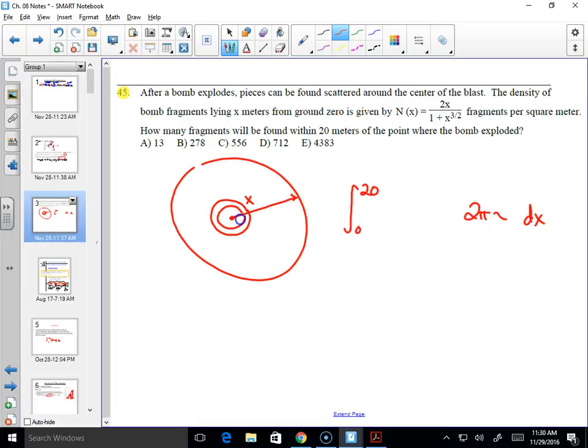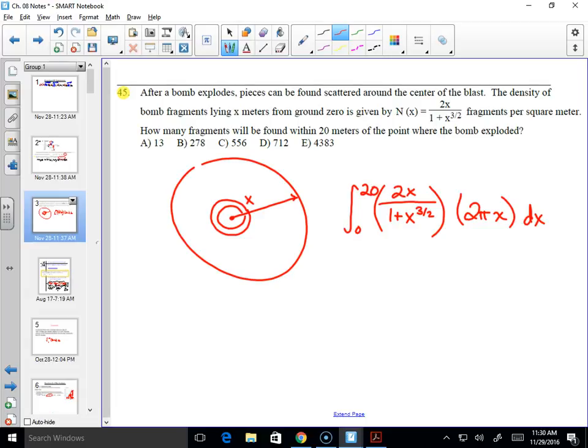Now, why can't I fill in 20? Because it's constantly changing, right? It needs to go from 0 to 20 and go through all those little strips. As it goes through all those little strips, this is going to give me meters, right? How far around that slice is. And what am I going to multiply those meters by? Density. Remember, just like we did with the gophers.